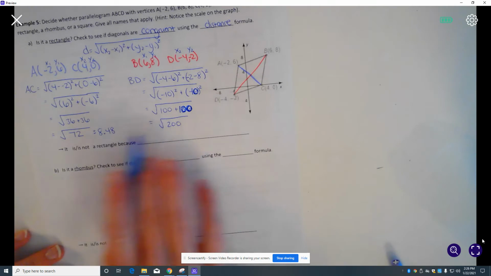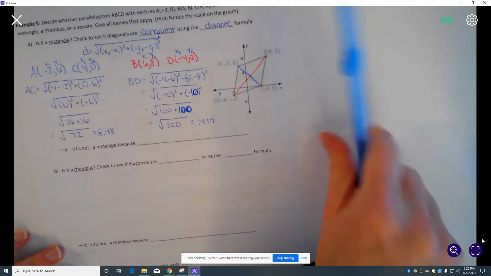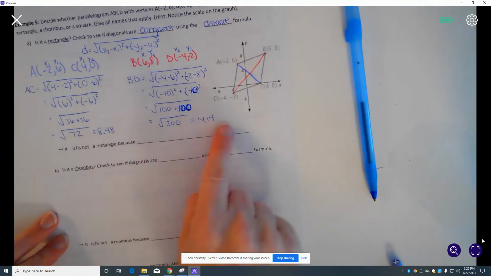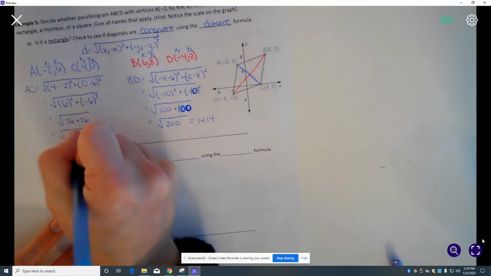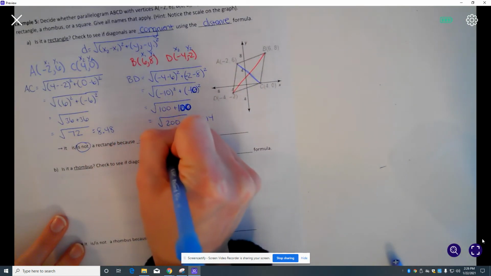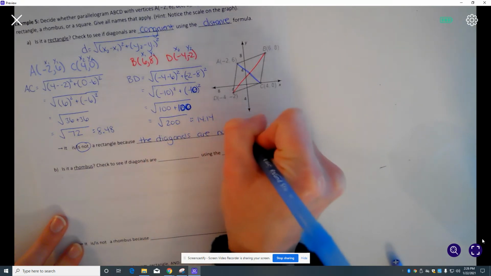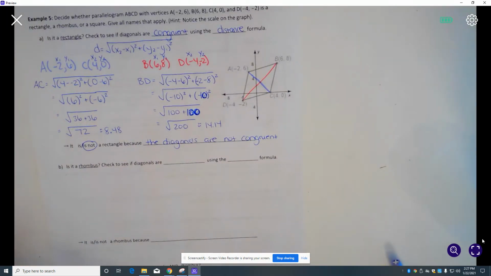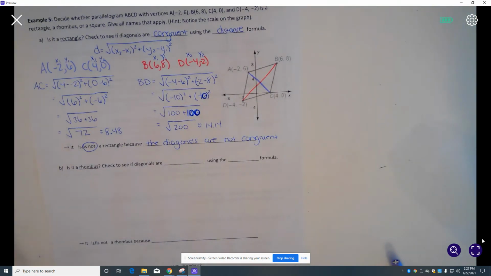I can tell that is not equal to the square root of 72. When you take the square root of 200, you get about 14.14. So these diagonals are not congruent. So we would say this parallelogram is not a rectangle because the diagonals are not congruent. And looking at that shape, you probably would have guessed that doesn't look like a rectangle anyway, but we just need to make sure we prove that mathematically, which we did.